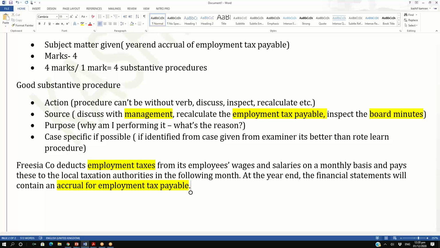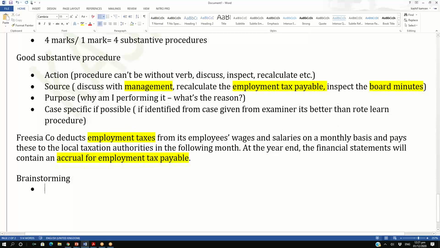Now, there are a couple of things from the case study which I need to check. If I can just do some brainstorming first, and then I react. My first brainstorming would be: deducts the employment taxes.